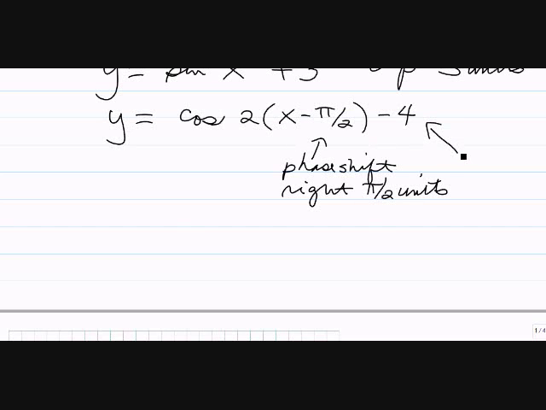And I have a vertical shift down 4, and this 2 is my B. That means my period is 2 pi divided by 2. I have a period of pi. So I can have lots of things in here, and I didn't even put an amplitude in there, and we'll get to an amplitude soon.